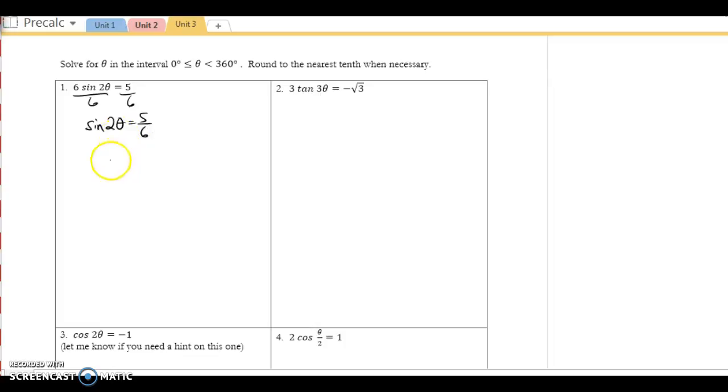Sine of 2 theta equals 5/6, so we'll take the inverse sine. We'll make sure our calculator is in degree mode, and we will get 56.4 when we round to the nearest 10 for the first of the angles. We need to think about the restriction. If 0 to 360 is the restriction for theta, then the restrictions for 2 theta will be double that.